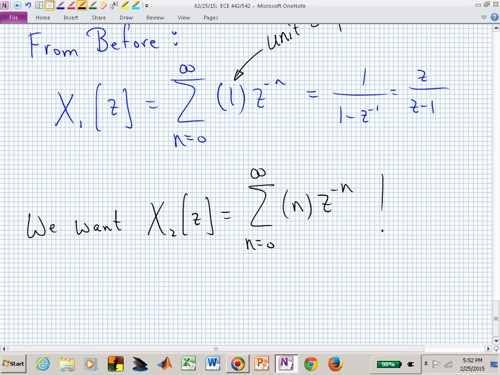We have an equation for X sub 1 of Z. We have two sides to that equation. We will actually differentiate both sides and see what happens, and then hopefully have appearing in that mess this right-hand side on X sub 2 of Z, and we'll solve for that. And that will be our Z transform of this n Z to the minus n expression. That's the observation that we are making.